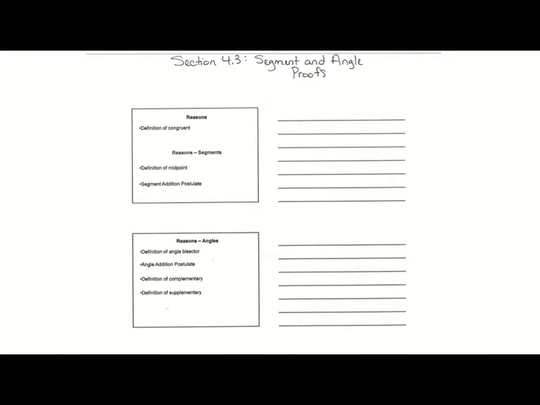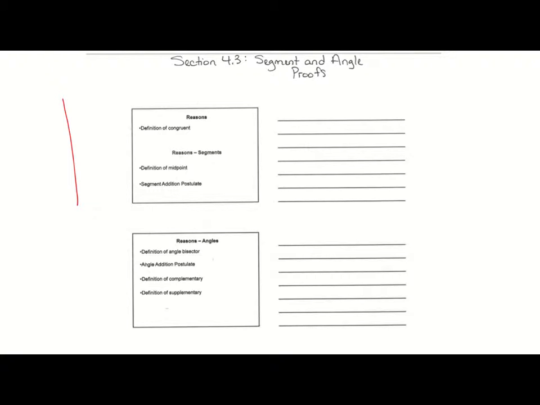In section 4.3, we're going to look at doing segment and angle proofs. So remember, in our two-column proofs, we talked about having our statements on one side and our reasons on the other side. So when we are looking for what some of those reasons are going to be, we are going to use a few of these right here.